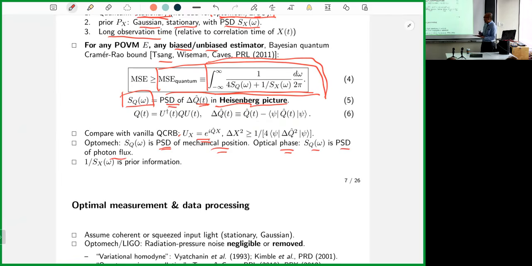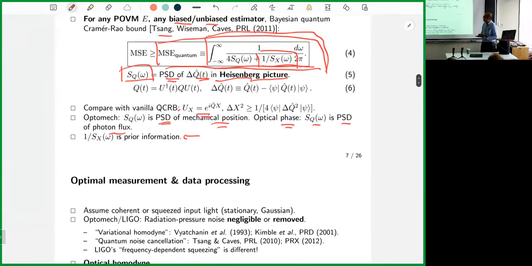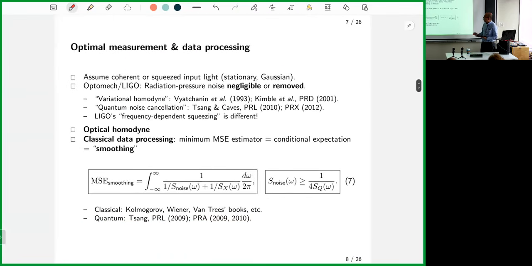And also the bound has another term that depends on the prior power spectral density of the random process. And that is just representing the prior information that you have about the waveform. Okay, this is a little bit mathematical, but let's just talk about what you need to, yes, please.